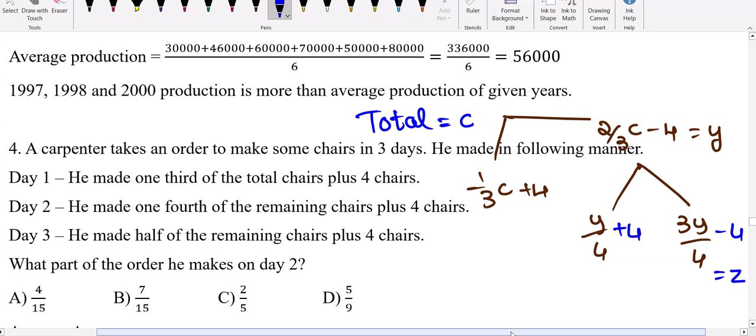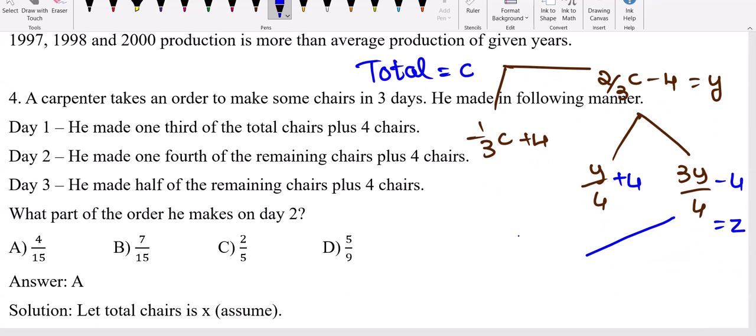Then what have you taken? Half of the remaining means z by 2. Then here z by 2, here plus 4, here minus 4. Now, sir, how to solve this? Very important thing: this is equal to 0. Can anyone say why this is equal to 0?